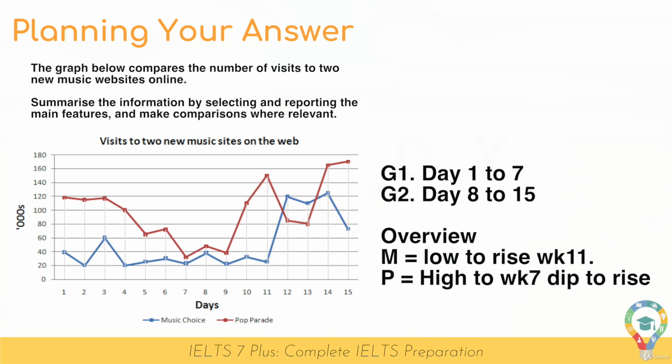But to help plan for that, here in my overview plan, M equals music choice and P equals pop parade. I want to briefly describe in my overview what the main trends are without giving specific data and figures. So for music choice, we can see that it starts low and begins to rise around week 11. It remains relatively high with a slight dip in the final day. Pop Parade starts quite high and dips around week 7, where it then rises again and then finishes at a high level. This quick plan will ultimately save you time by organising your ideas and giving you some extra structure for when you begin writing your answer.